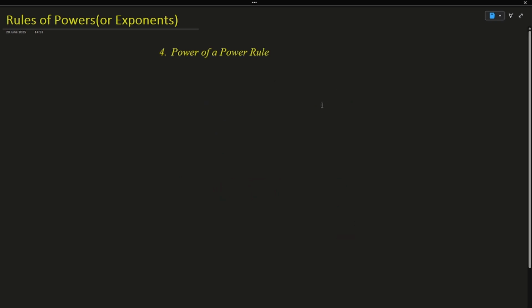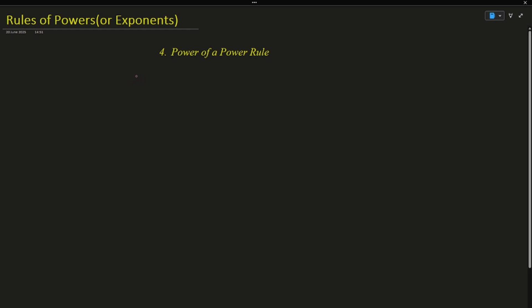The next rule we'll be looking at is the power of power rule, or the multiplication of power rule. The rule states that when raising a power to another power, multiply the exponents. That is, we multiply the exponents when a power is raised to another power.